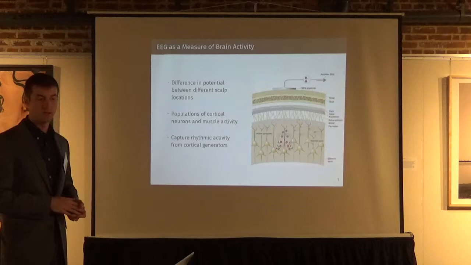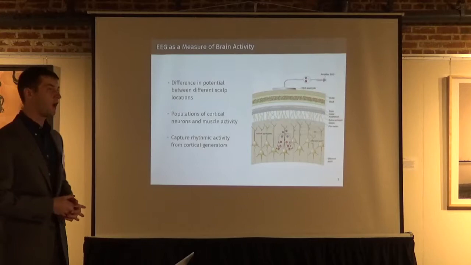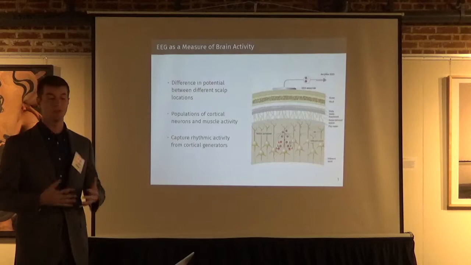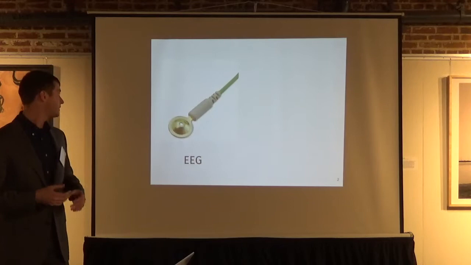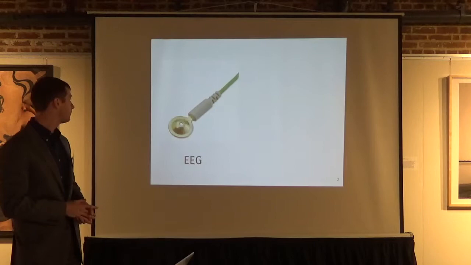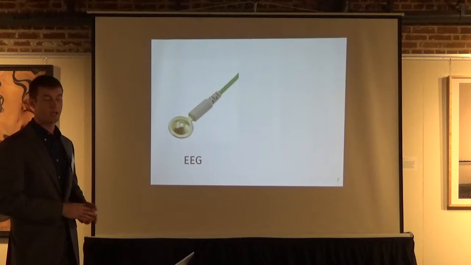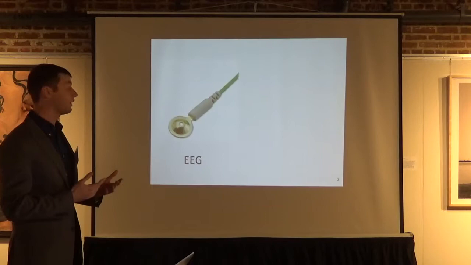And what it is really measuring are populations of cortical neurons, as well as some muscle activity produced by the scalp. What this allows us to do is to capture the rhythmic activity that is generated as a result of these large groups of neurons working. So what you see right here is a typical EEG electrode and lead. It is a single conductive piece of metal with a single output lead, and it's usually adhered down to the scalp with some kind of conductive paste.